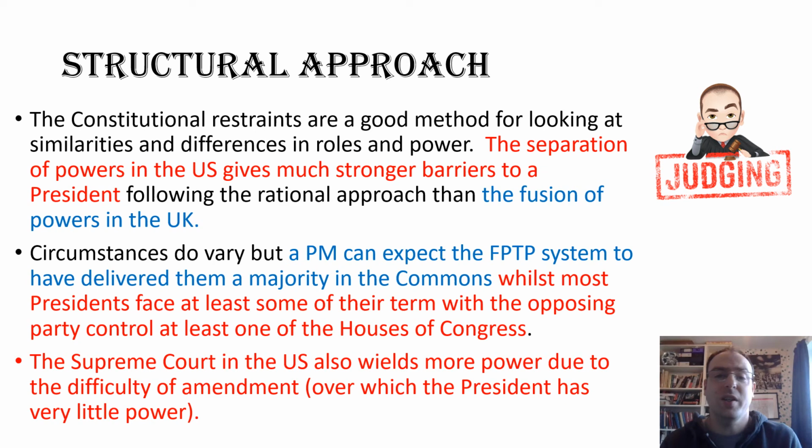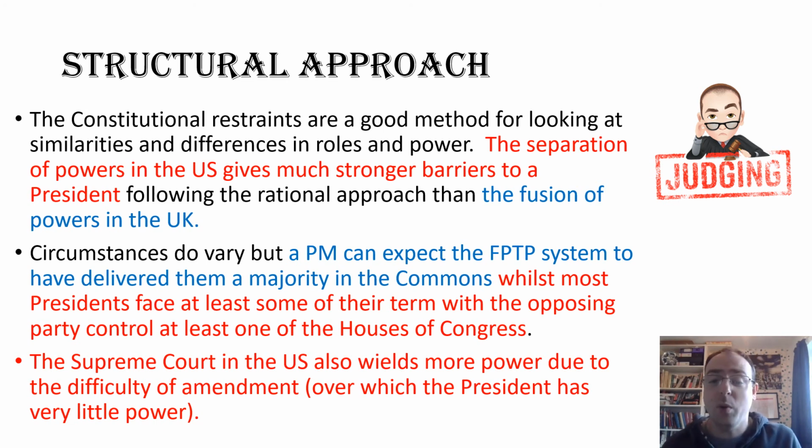The structural approach is always interesting with US and UK politics, because obviously one of the fundamental things that makes them different is the way that they're structured, the way they're set up by their constitution. And this is a really good way of looking at their differences and similarities in their roles and powers. The separation of powers in the US gives much stronger barriers to the president acting, and then that feeds into the rational approach as well in terms of them following their own self-interest. The fusion of power in the UK means that there is less structural restraint on the Prime Minister, and therefore again that feeds back to the rational approach where they can follow their own self-interest.